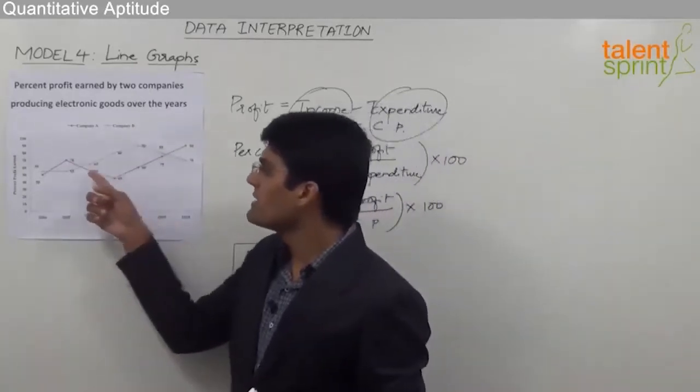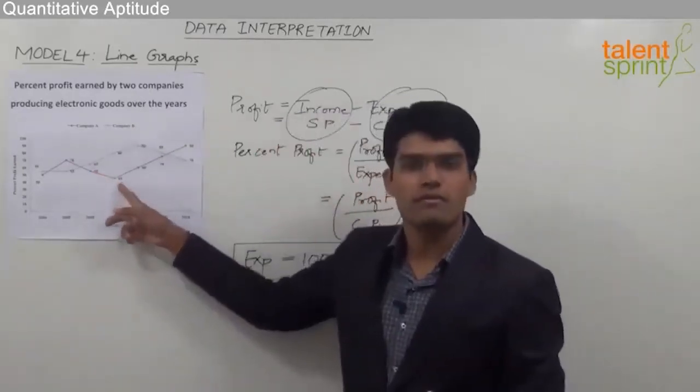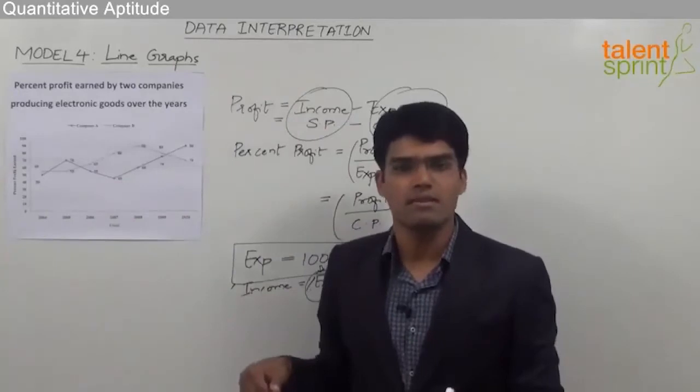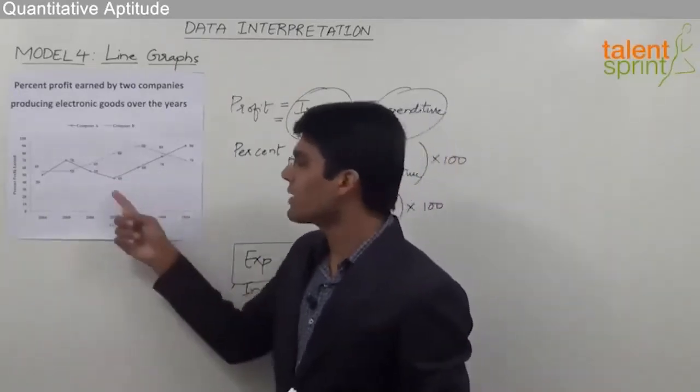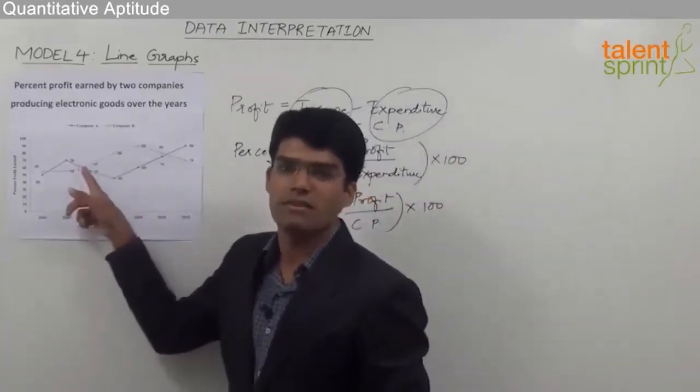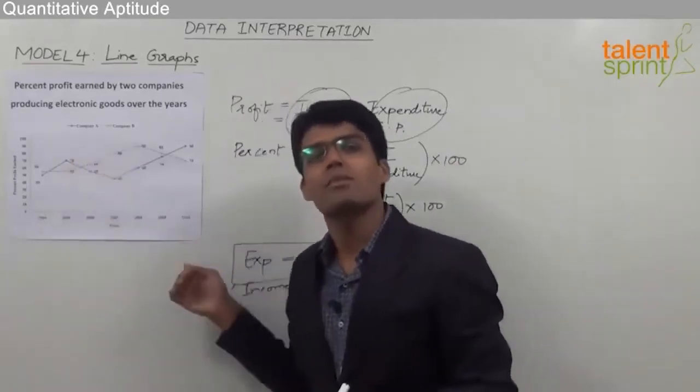Again, when we go further, we see that the line goes down up to 45. So this doesn't mean that the company is making a loss. It only means that profit this year is 45%, last year was 55%. So when compared to last year, this year the profit is less.